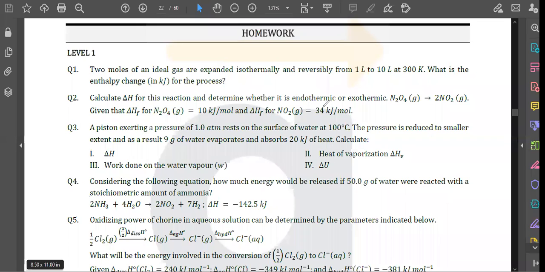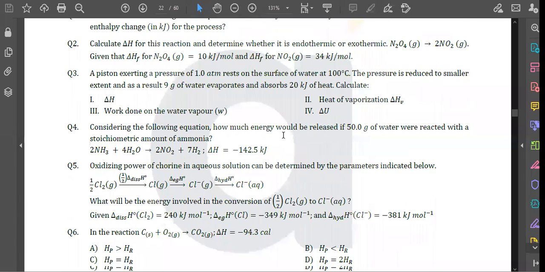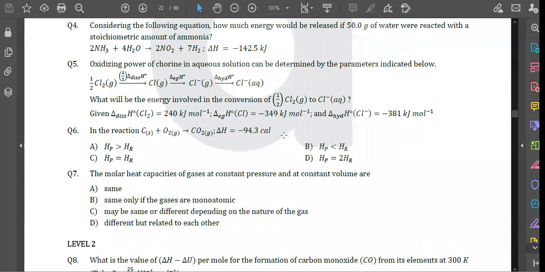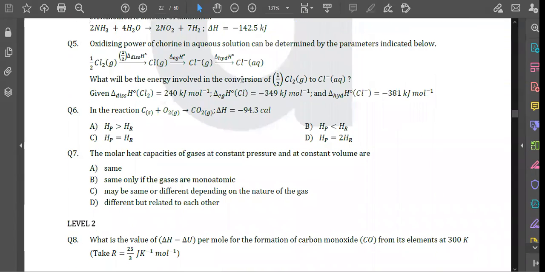Okay, everyone. Now let's see question number 5. In question number 5, what is given? First of all, you have to identify the type of reaction. That's what I said, right? In case of thermodynamics, we have to identify the process, while in case of thermochemistry, you have to identify the type of reaction. Okay, so if you see here, what we have.